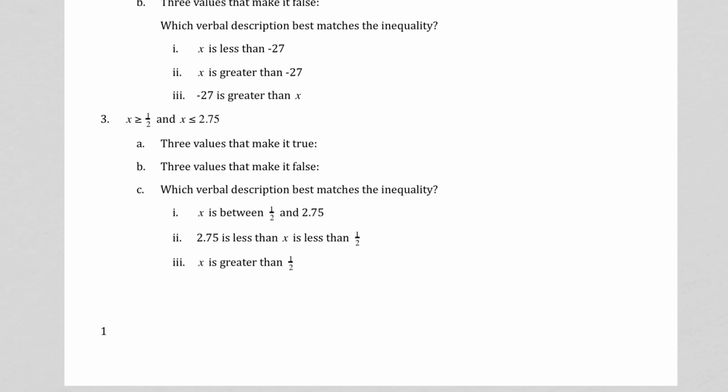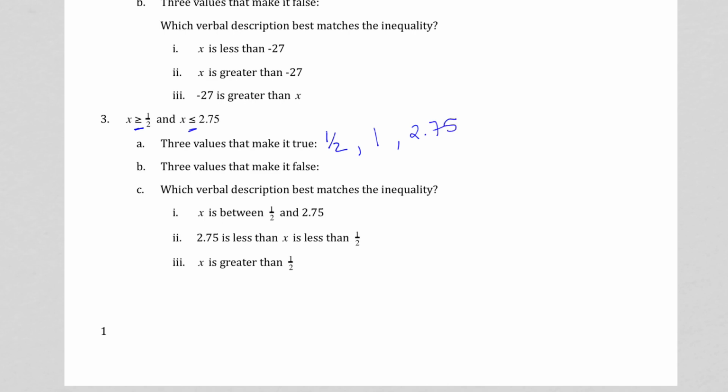Let's see here. Now we have x is, it's going to be more than or equal to 1/2, and it is going to be less than 2.75. So 3 values that make that true. We could say 1/2 is an option. 1 is an option. 2.75 is also an option.